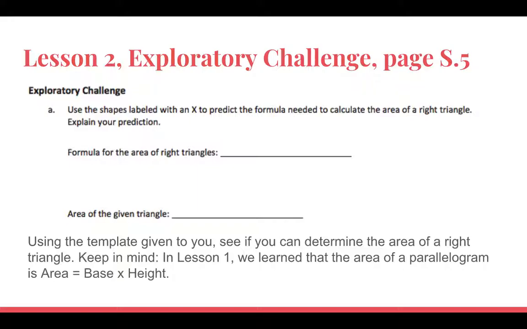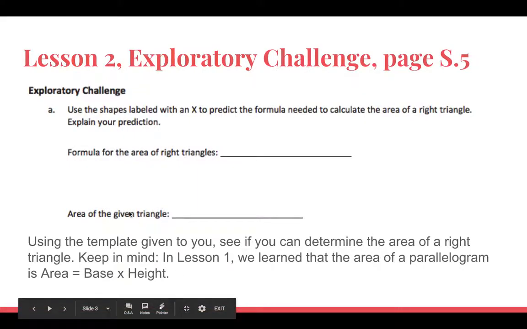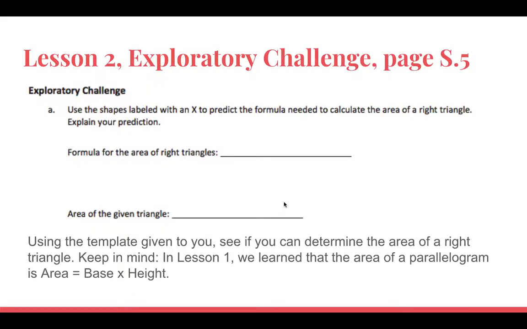On page S5, you will find the exploratory challenge. You're going to work with a partner. You're going to use the shapes labeled with an X to predict the formula needed to calculate the area of a right triangle, and explain your prediction. So you're going to find the formula for the area of a right triangle and the area of the given triangle, the triangle labeled with an X. Using the template given to you, see if you can determine the area of a right triangle.